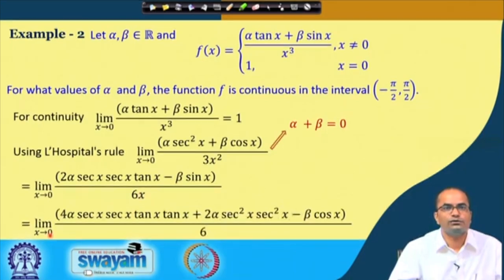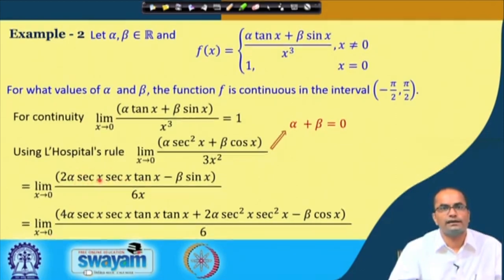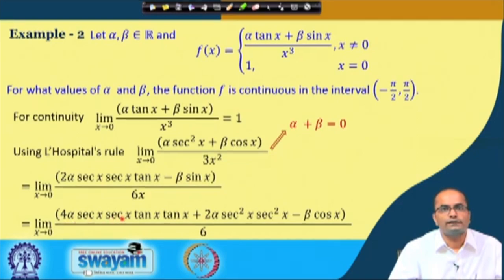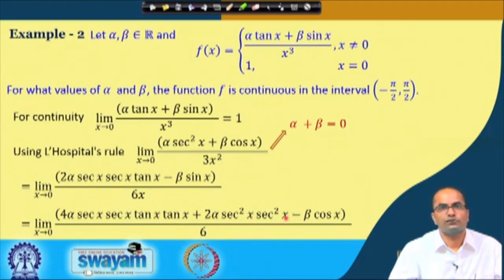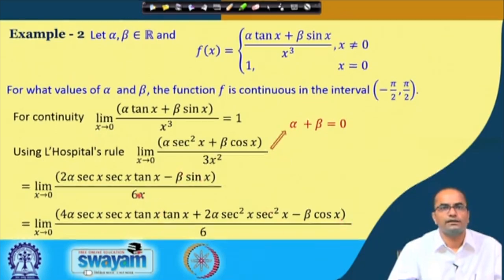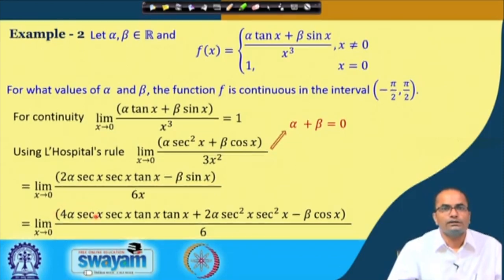So, here limit x goes to 0. Here we have this sec square x and tan x. This sec square x will give 2 times sec x tan x. So, then it becomes 4 alpha sec square x tan x, and the tan x remains as it is, plus this 2 alpha sec square x, and then tan x will become again the derivative sec square x. Minus beta sin x will become cos x, and divided by 6 here, because this was 6x and the derivative is 6.